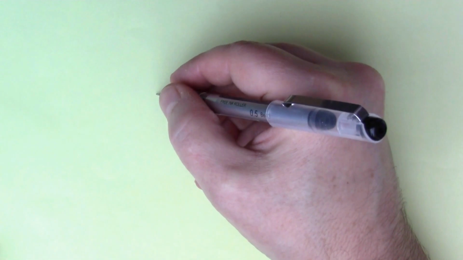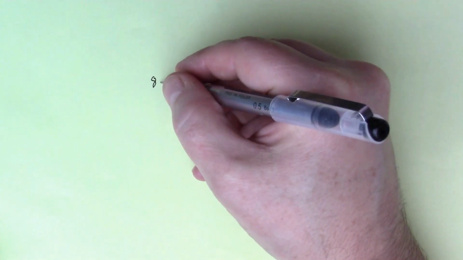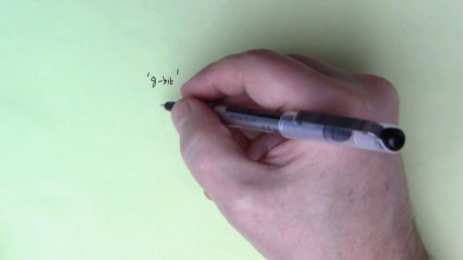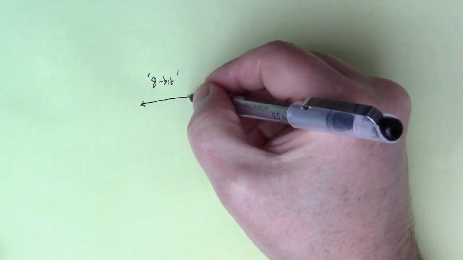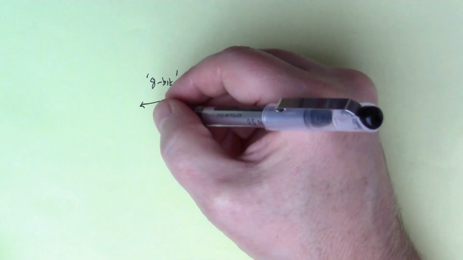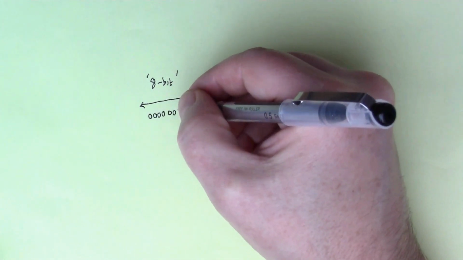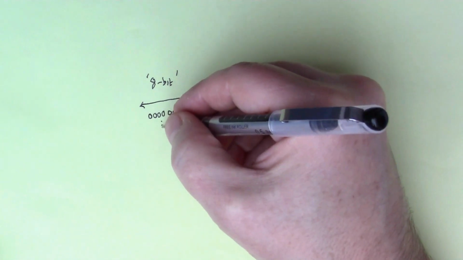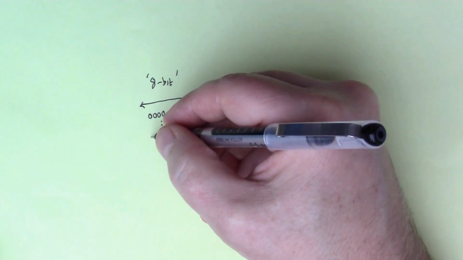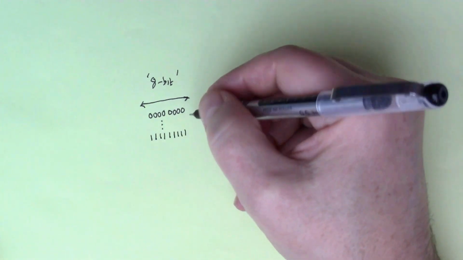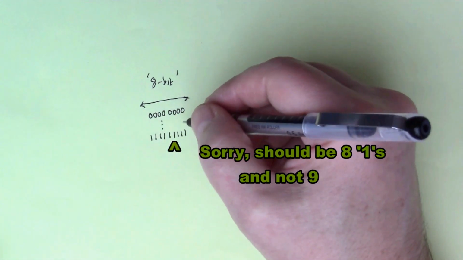So back when I started using computers, we used to have what were called 8-bit computers, and 8-bit basically means that the memory is 8 bits wide. So we might have, in binary, 8 bits side by side, which can go from all zeros to all ones.